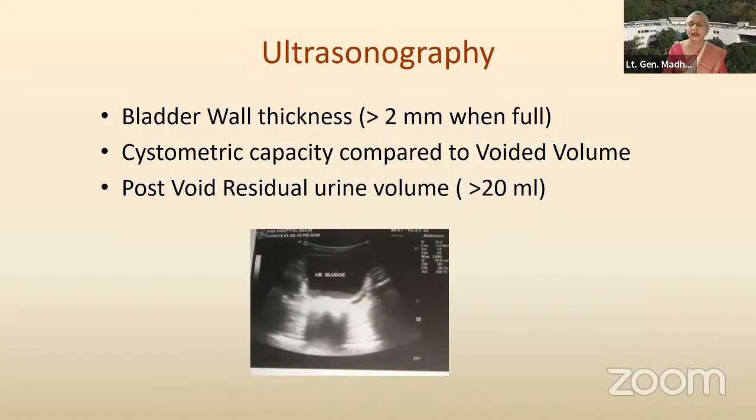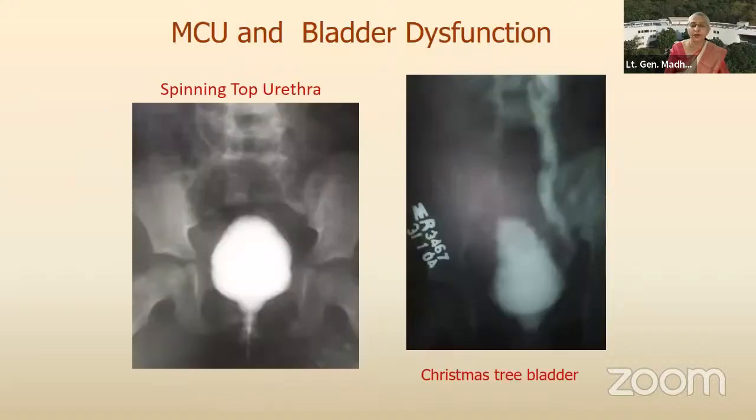On ultrasonography, with a full bladder, look at whether the posterior wall thickness is more than 2 millimeters, the cystometric capacity compared to a voided volume, and more important, a post-void residue. If it's more than 20 mils, I think that is very significant, that there is either a reflux or the child is not evacuating to completion. And this is what I meant by abnormal bladders.